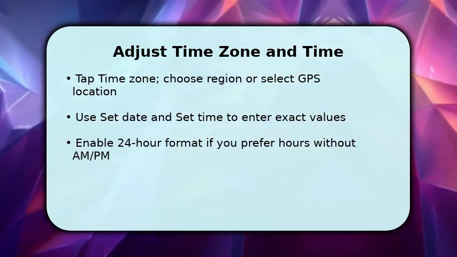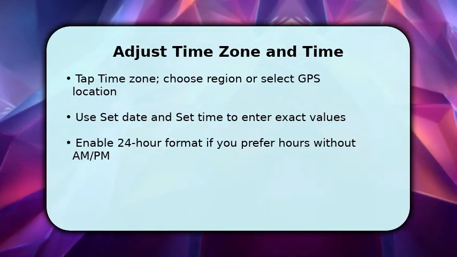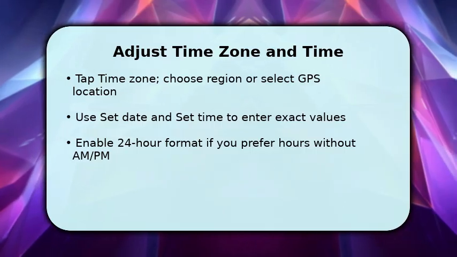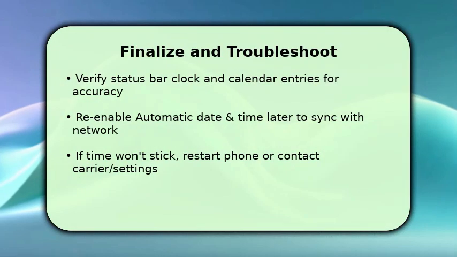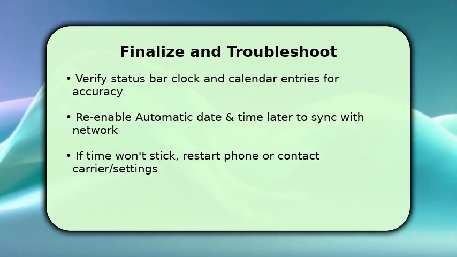If you prefer military time, toggle 24-hour format so apps display hours without AM or PM. Make sure each change reflects in the status bar before continuing. Finish by confirming the status bar clock and a calendar entry to ensure everything applied correctly.